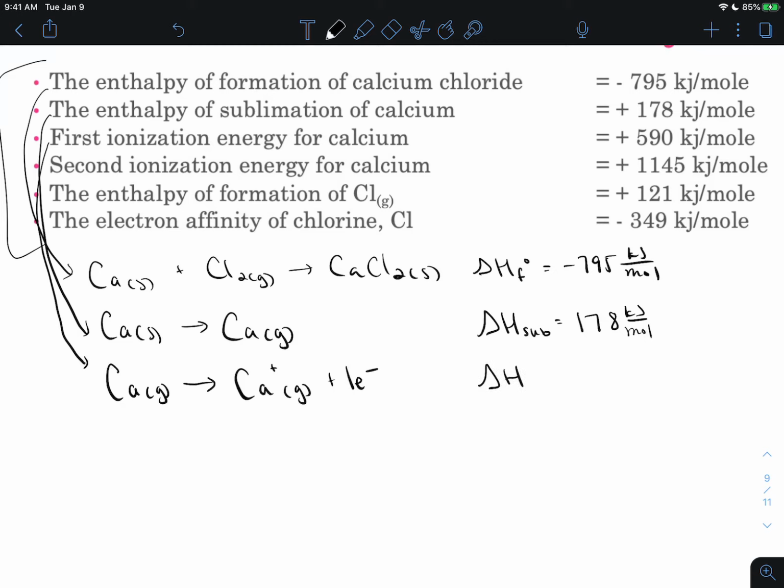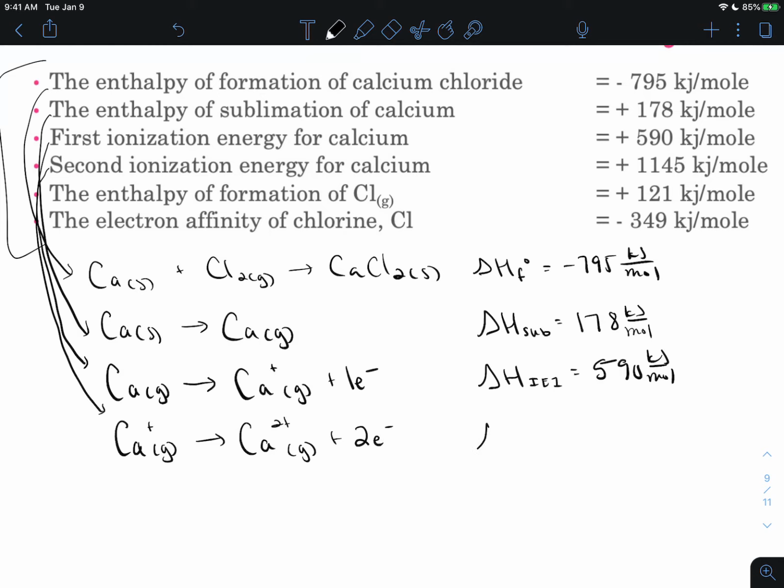So that's our delta H, first ionization energy, and that's equal to 590 kilojoules per mole. Next is our second ionization energy. So taking that calcium plus and removing an additional electron. And at this time, we have two total electrons. So that's our second ionization energy. And that is 1145 kilojoules per mole.